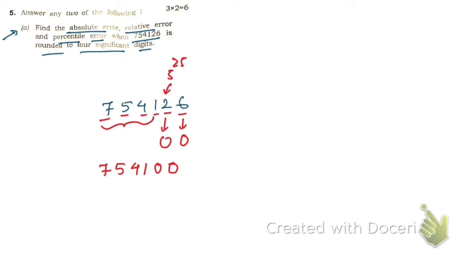Now let me explain it again. We have this number 754126, and we want to round it off to 4 significant figures, so we keep 4 non-zero digits from the left hand side and make the other two zeros, and trailing zeros are not significant. Zeros at the end of the number are not significant, but a 0 between two non-zero numbers is considered a significant figure.